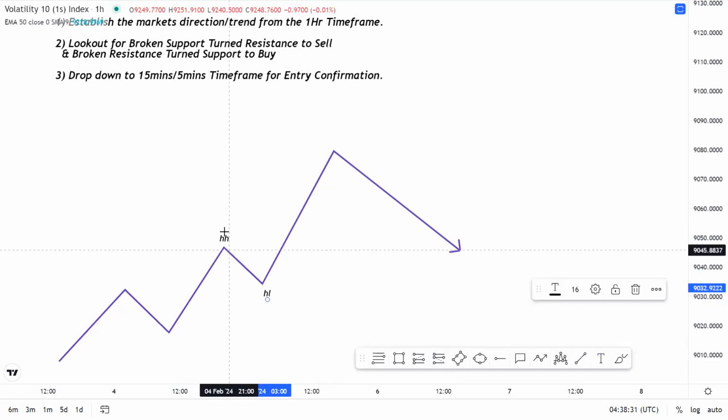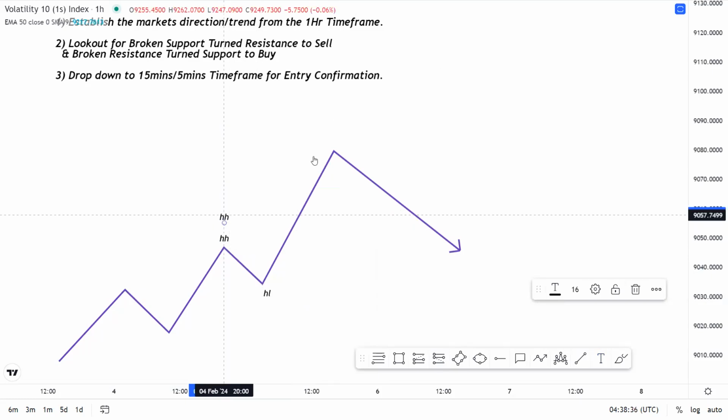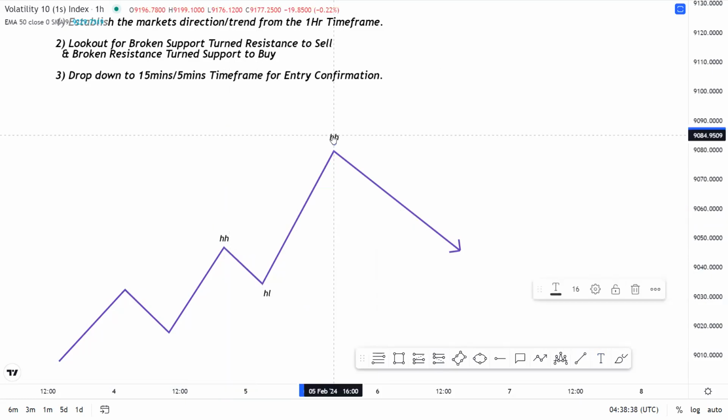And when you've clearly identified the market structure in an uptrend, you only want to look to get in on buy trade opportunities, as that would be continuation in line with the market trend. And don't forget, this is a trend continuation scalp strategy. So clearly, we have the market structure to the upside. We're only looking to buy.